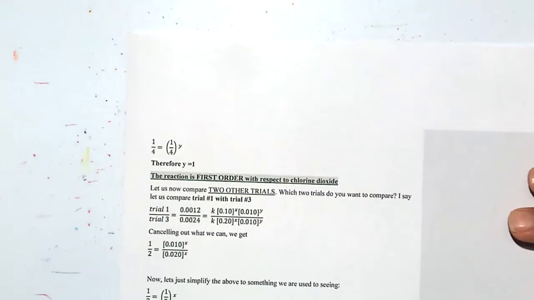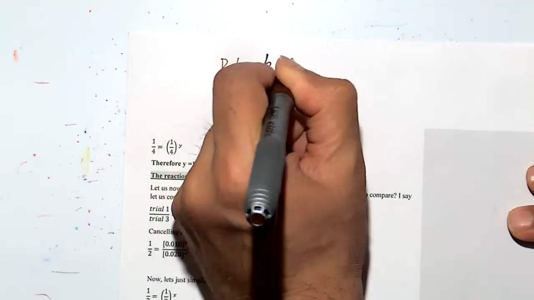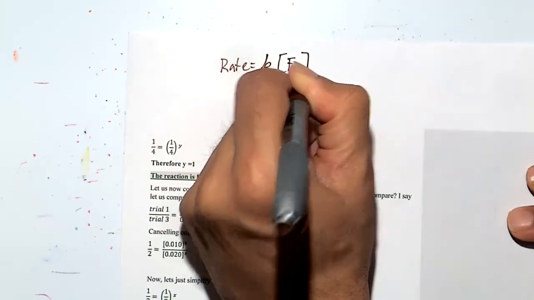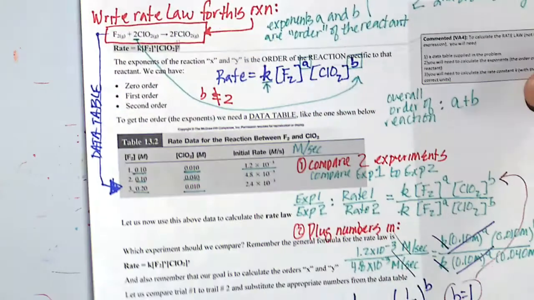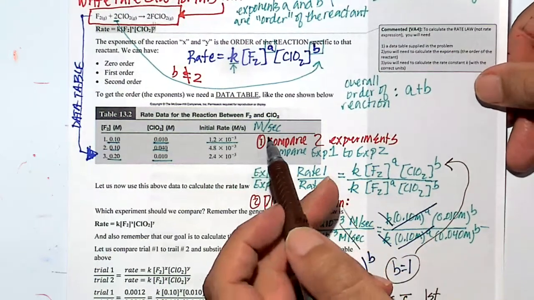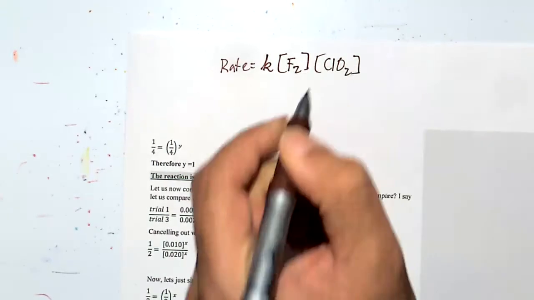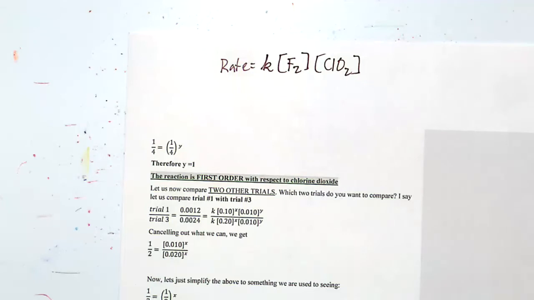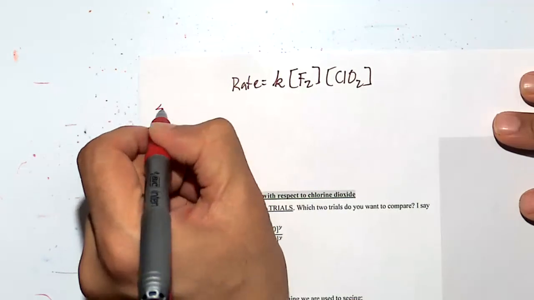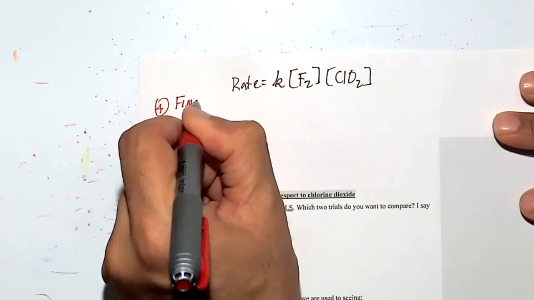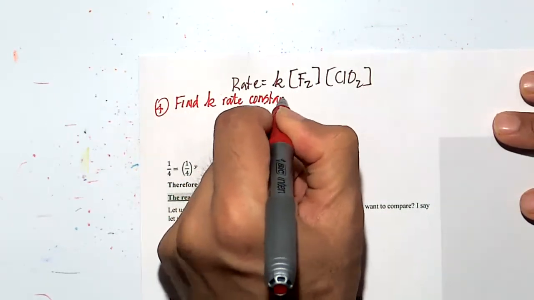So this is what we have now. We have rate is equal to K times the concentration of F2 raised to the power of 1, times ClO2 raised to the power of 1. Everyone see that? Right, our final step here, I'm going to call that step 4, is find lowercase k. Find k, the rate constant, with the right units. Okay.